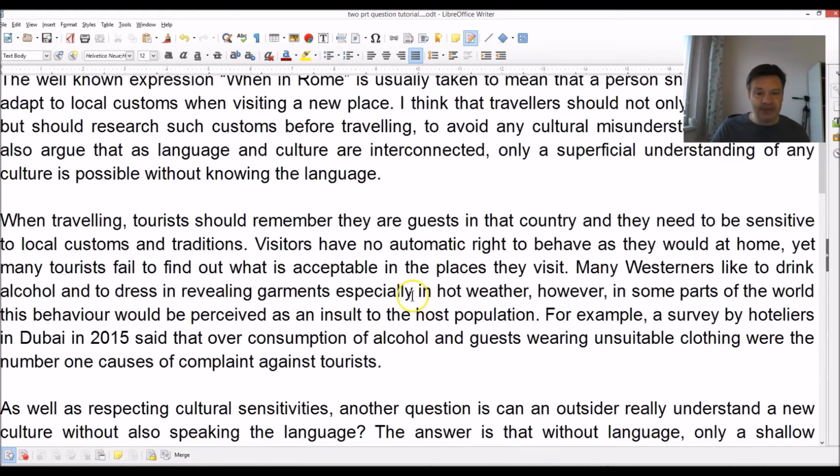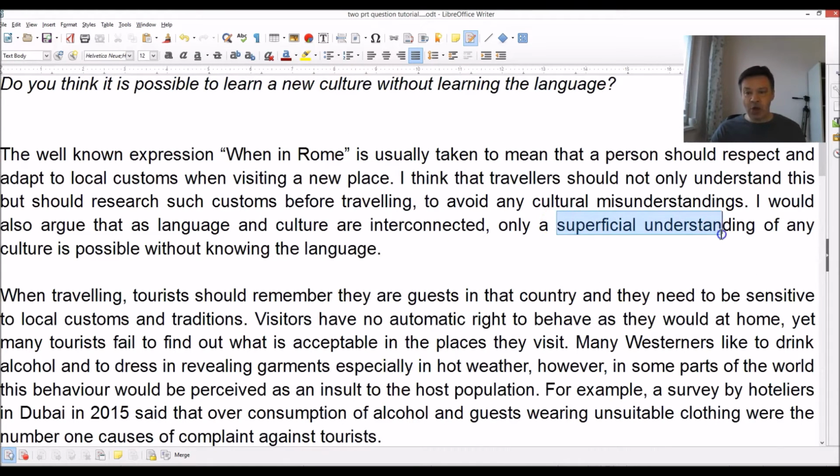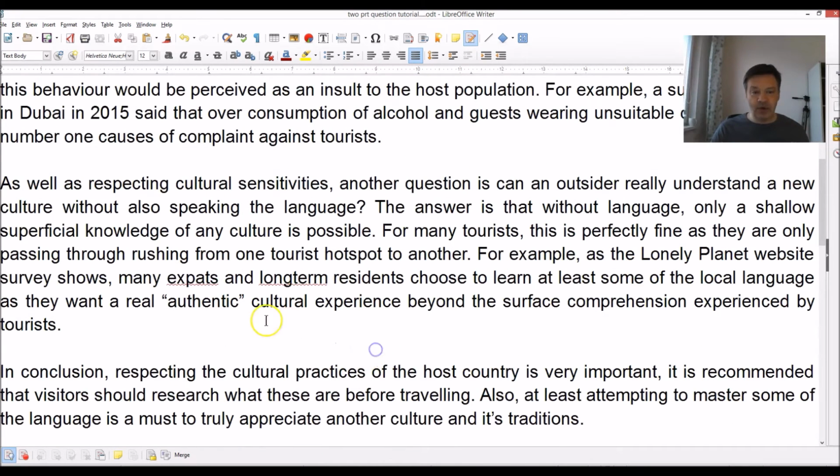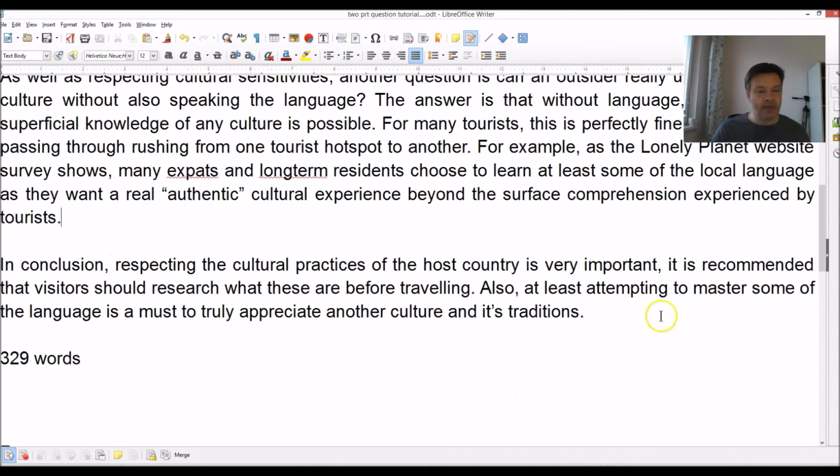Authentic cultural experience, as I say, only superficial understanding of any culture. So, surface comprehension, superficial knowledge of culture, okay. Shallow, superficial knowledge of culture. Look at the conclusion again. I say we should respect the cultural practices, we should research before we go, and appreciate another culture.